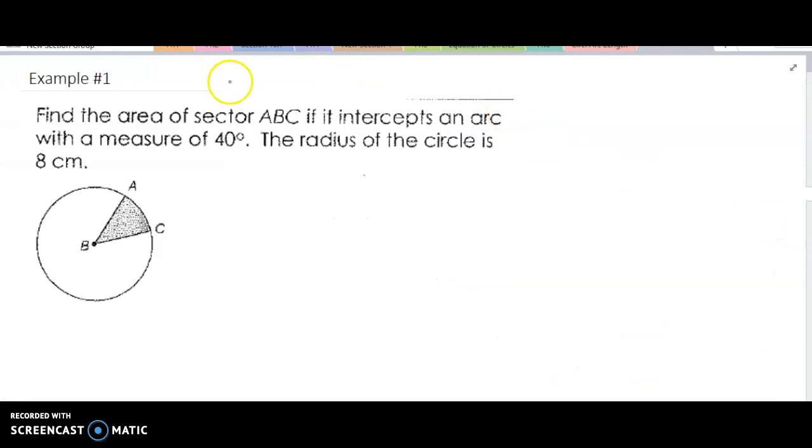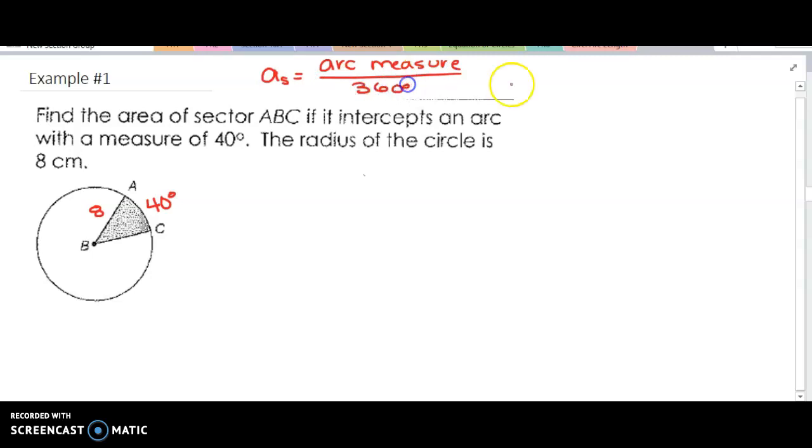All right, so let's look at this example. Okay, it says find the area of the sector ABC, so the shaded one, if its intercepted arc has a measure of 40 degrees, so this arc is 40 degrees, and the radius of the circle is 8 centimeters. Okay, so the area of the sector is the arc measure divided by 360, that's how you find the ratio, times pi r squared.